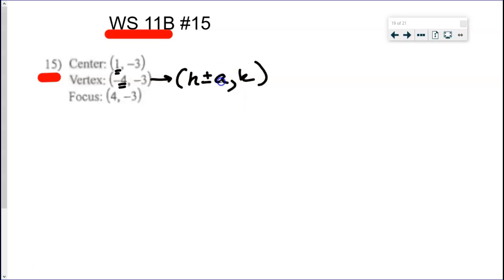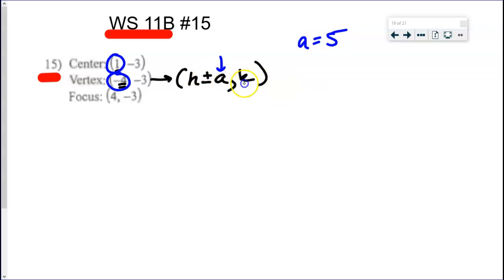So that might be an easy way for you to figure out what your a value is, which is what we want to know. So from a 1 to a -4, you can set up the equation if you want, but 1 to -4 means that this a value is a 5. It's 5 units away. So I'm going to jot myself a little note here. A is 5.